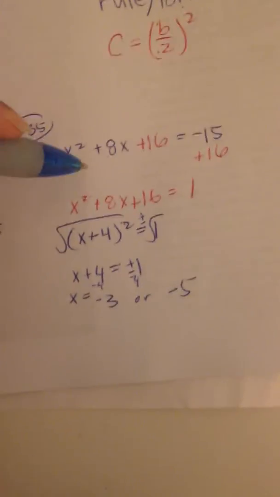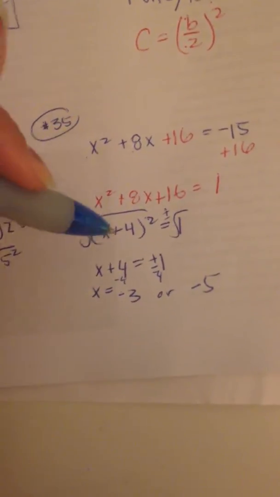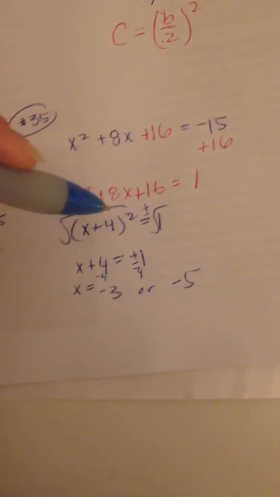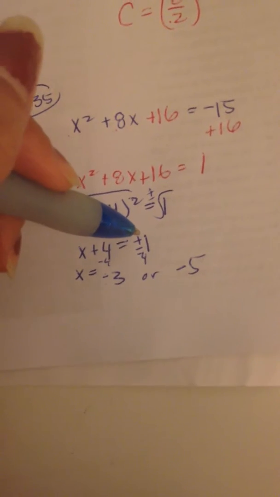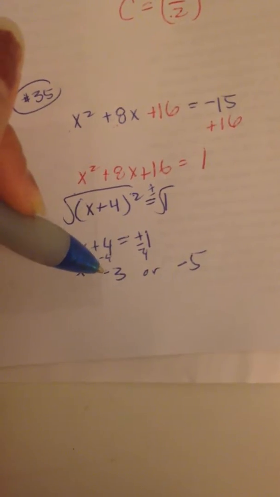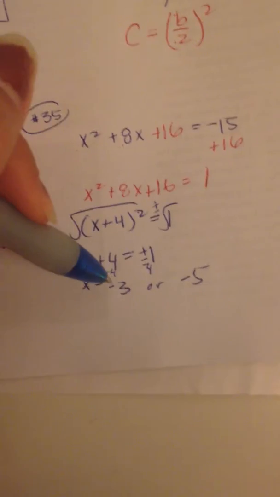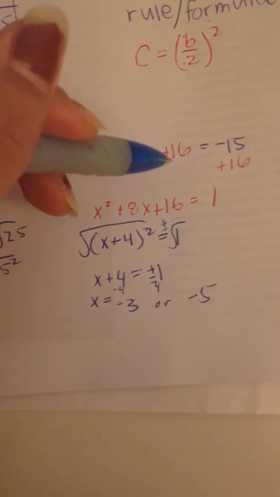Alright, so where I left off, we're solving this equation. We completed the square, so we could take the square root, and then we subtracted 4 on both sides. So positive 1 minus 4 is negative 3, negative 1 minus 4 is negative 5. If you plug these numbers back in, you end up with the same answer.